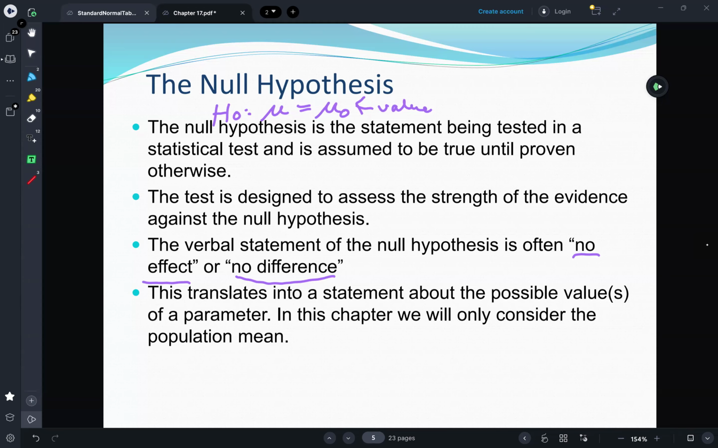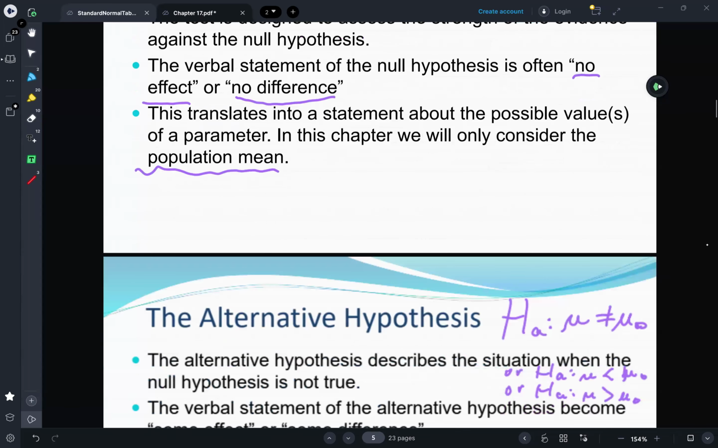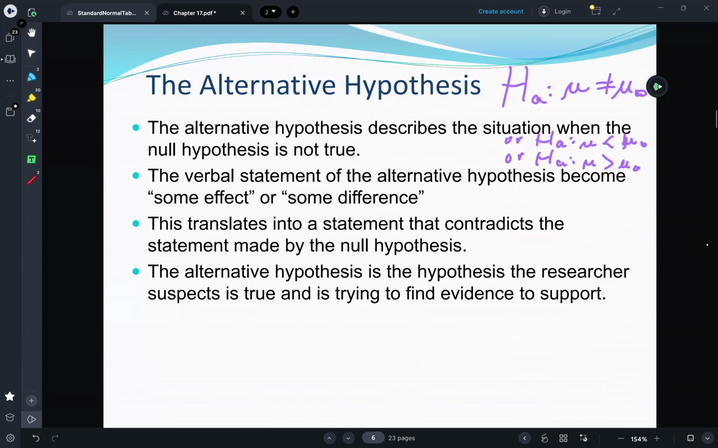And we will only consider the population mean in this chapter. We could do the population proportion, the population median, any parameter you wish. But for us, we're going to focus on the mean. It's the most common. The alternative hypothesis is a contradiction to the equals.